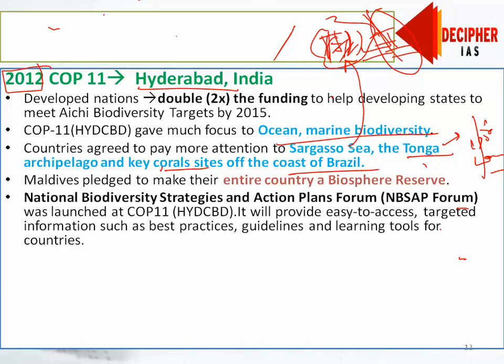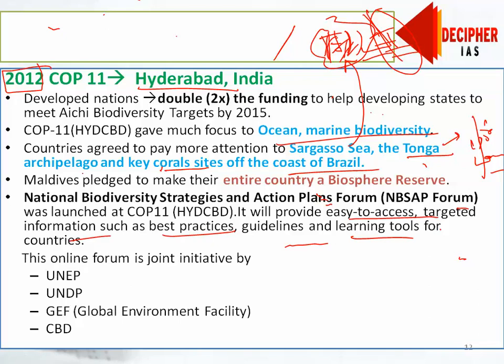Then the National Biodiversity Strategies and Action Plans Forum was launched at this Conference of Parties. So it will give easy to access targeted information such as best practices which are being followed in different countries and different places, guidelines and learning tools for countries. Now, this online forum is a joint initiative of UN Environment Programme, UN Development Programme, Global Environmental Facility. This GEF, Global Environmental Facility, was made at the Earth Summit. We will be dealing with it in the next video lecture.